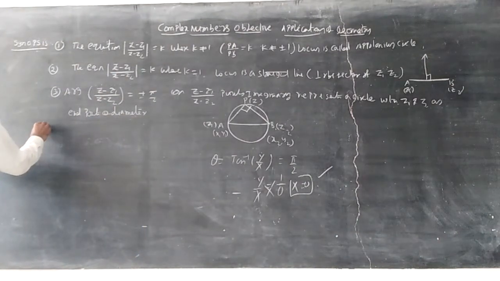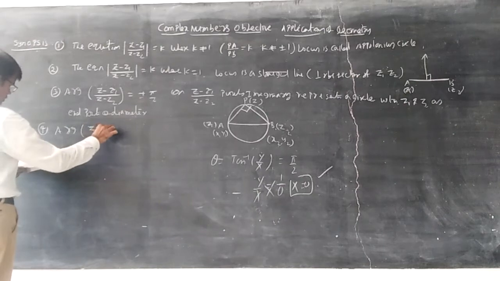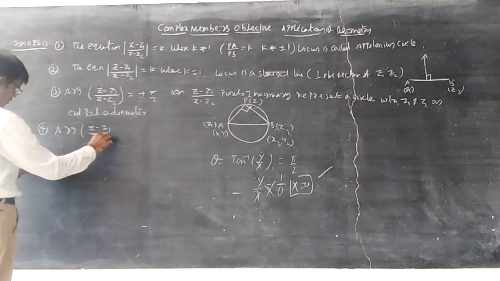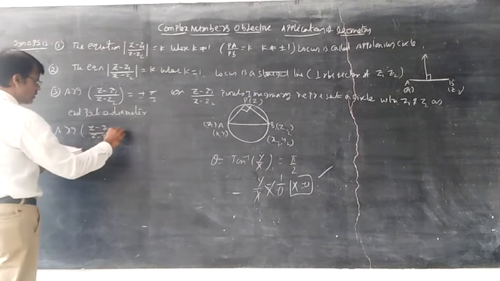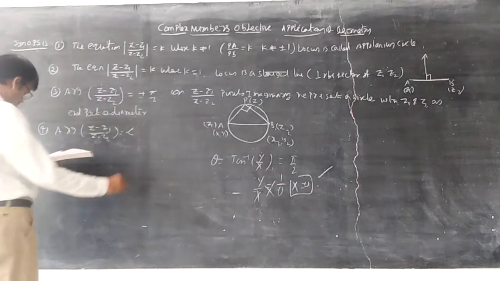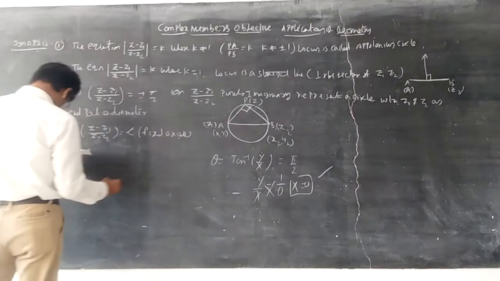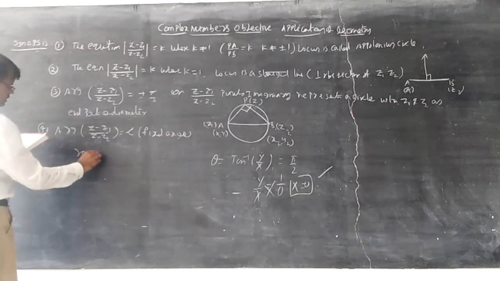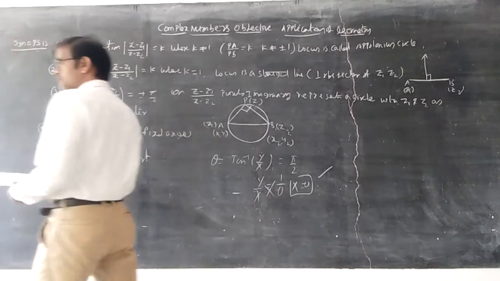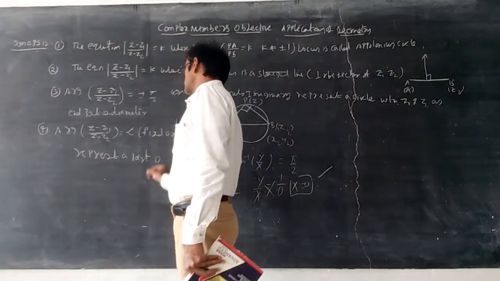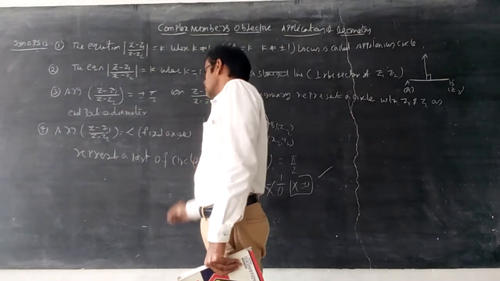Next, the fourth one. Argument of (z minus z1) by (z minus z2). Of course, this is called a simple alpha, a fixed angle. Alpha is a fixed angle, and it represents a part of a circle. The argument of (z minus z1) by (z minus z2) is equal to alpha represents a part of a circle.